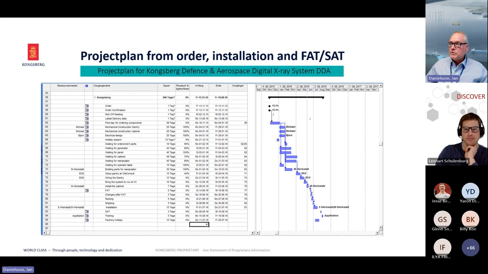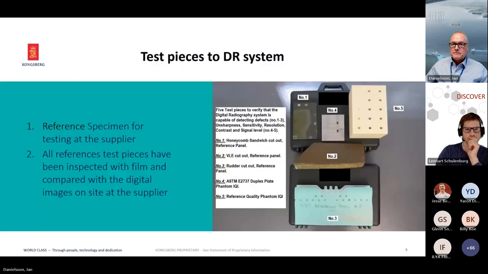This is the project plan from order to SAT. This took 8 months to have everything in place.